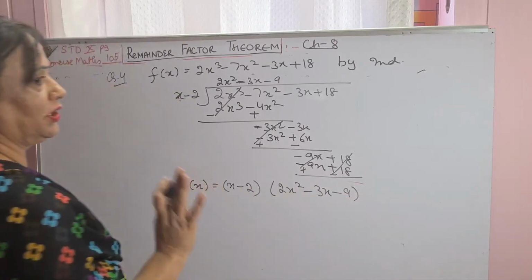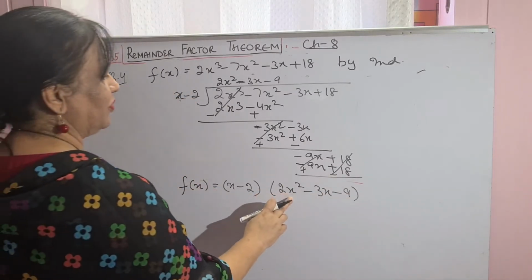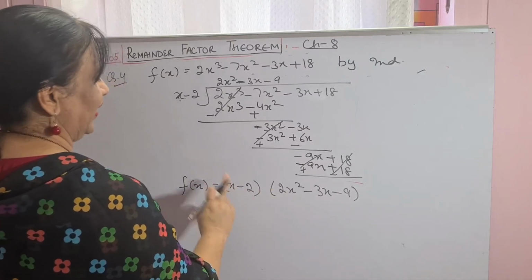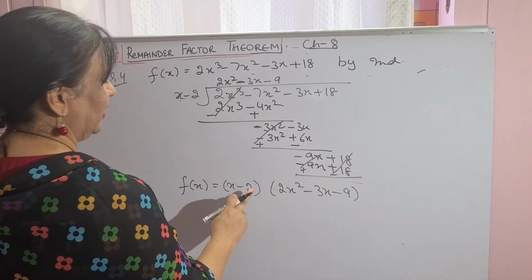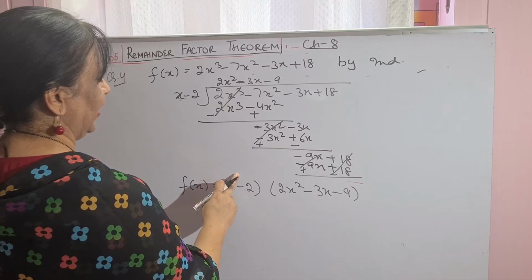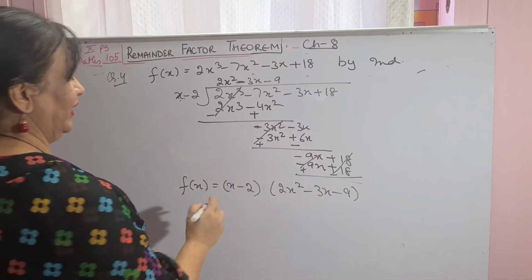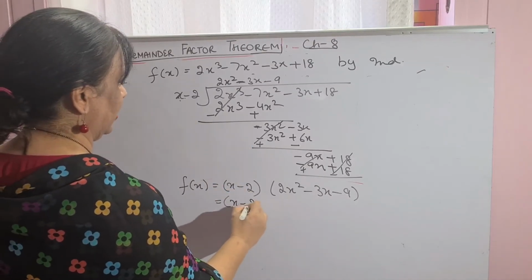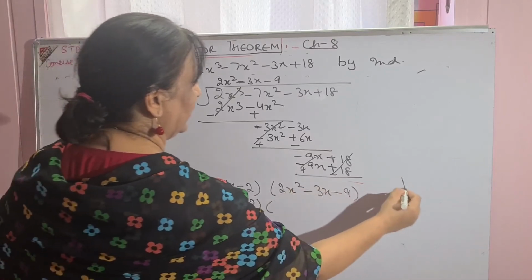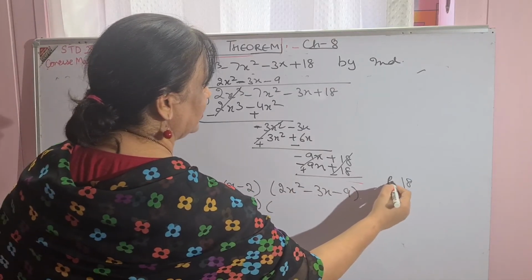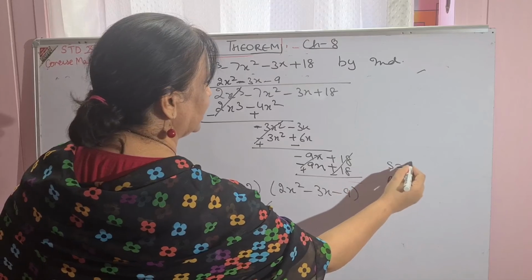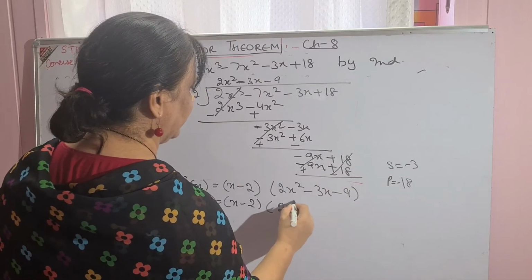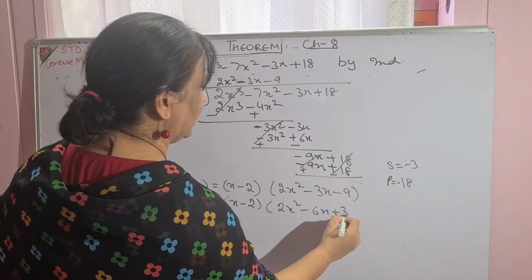You know that question is not finished in here because I have to get the factors. Factors mean the 3 brackets in which the degree of x is 1. 3 factors I need. So how I'll do it? I'll solve the quadratic form. 9 to the 18 I need as a product and sum I need minus 3. So you can take 2x square minus 6x plus 3x minus 9.